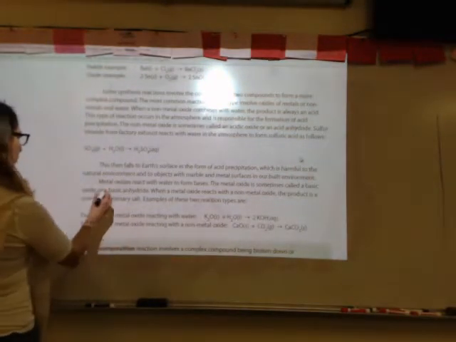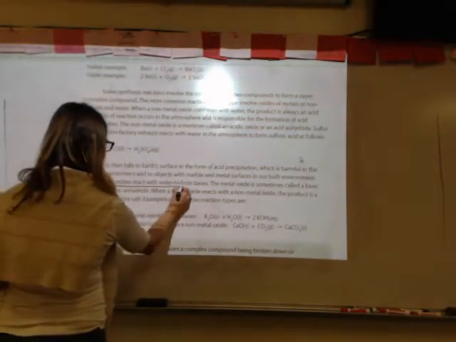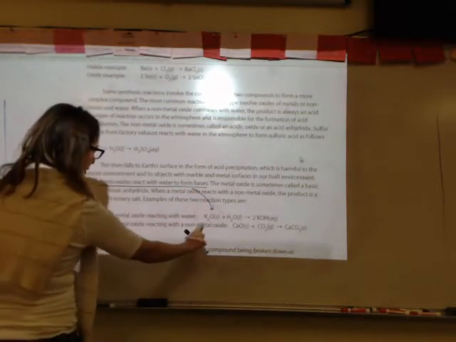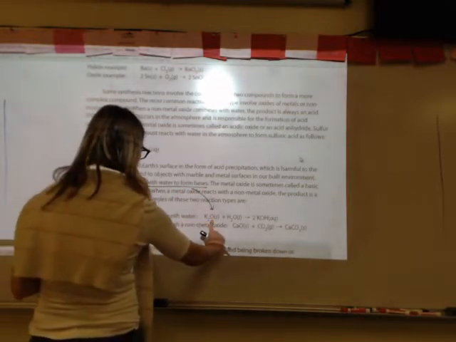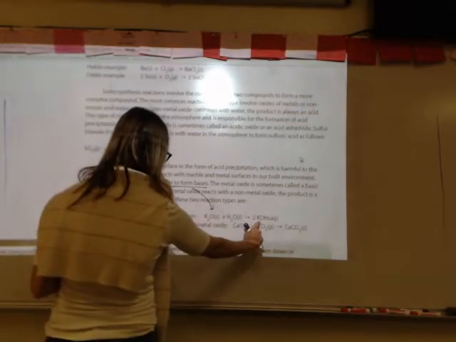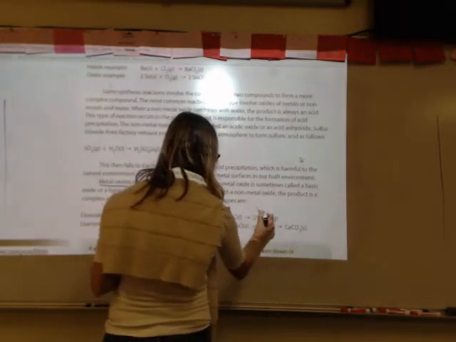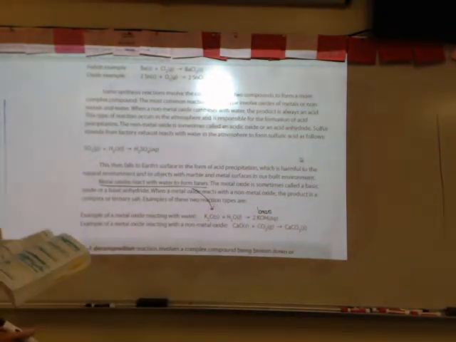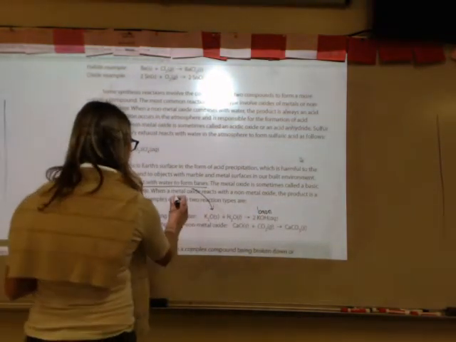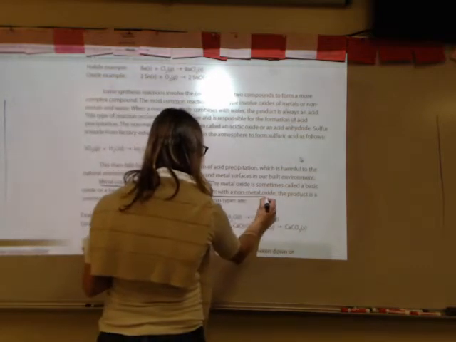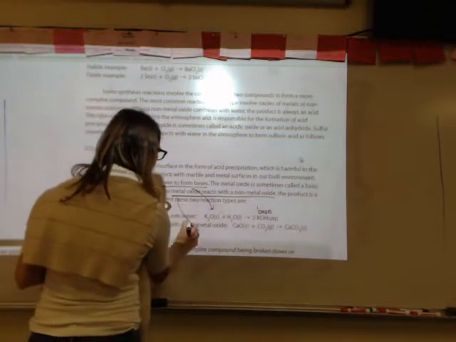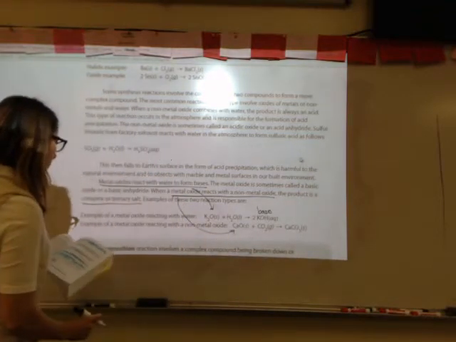Now, when we have a metal oxide reacting with water, you're going to form a base, and this example is here. Here is your metal oxide, potassium oxide, combining with water to form potassium hydroxide, which is your base. One other example is when a metal oxide reacts with a non-metal oxide to produce a complex or ternary salt. That is this example down here.